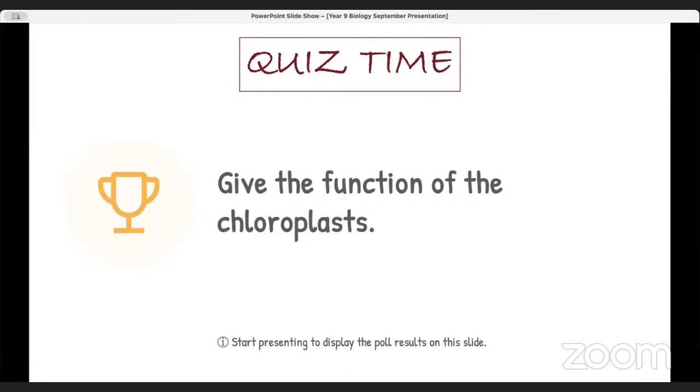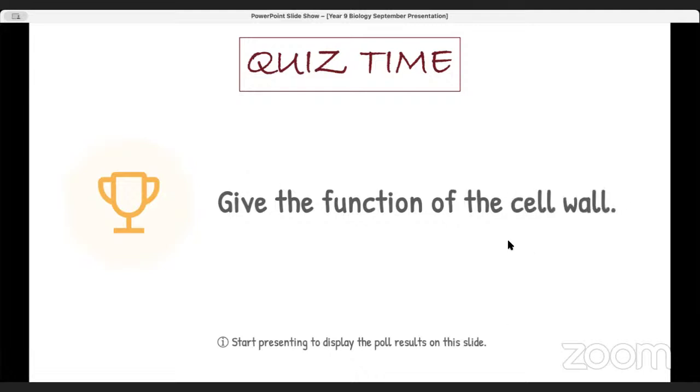Yes. Give the function of the chloroplast. Actually, what does the chloroplast do, children? It is involved in photosynthesis, right? It traps the sun's energy and it will convert that energy to chemical energy.